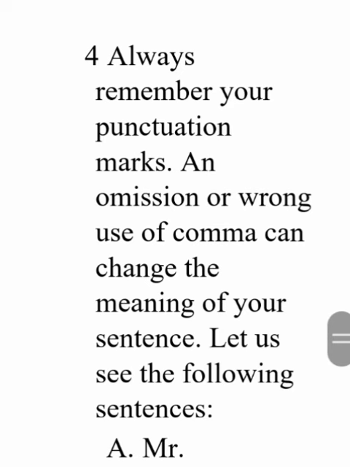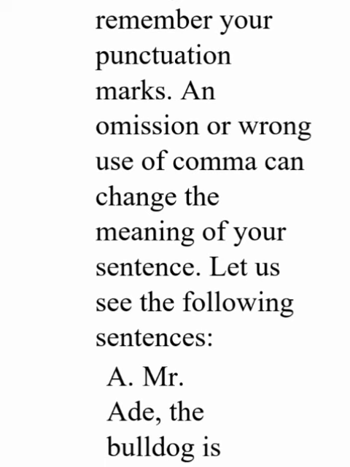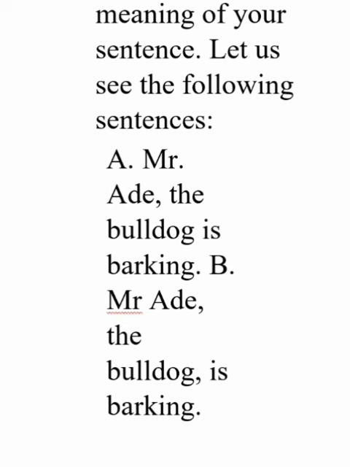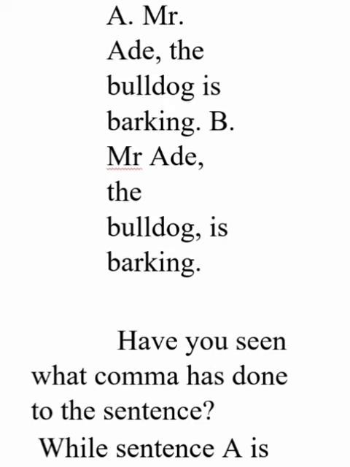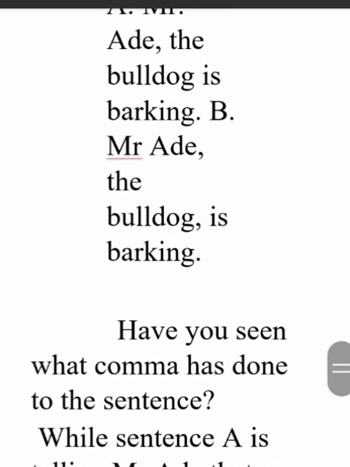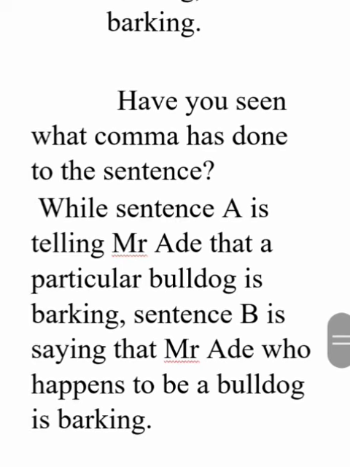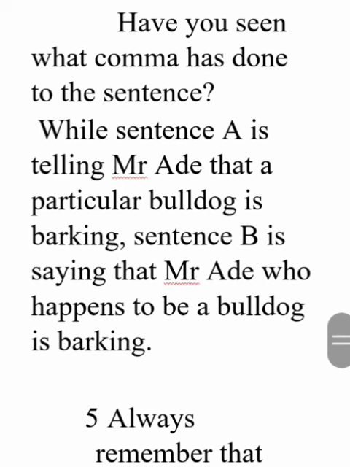Let us see the following sentences. A. Mr. Ade, the bulldog is barking. B. Mr. Ade, the bulldog, is barking. Have you seen what comma has done to the sentence? While sentence A is telling Mr. Ade that a particular bulldog is barking, sentence B is saying that Mr. Ade, who happens to be a bulldog, is barking.